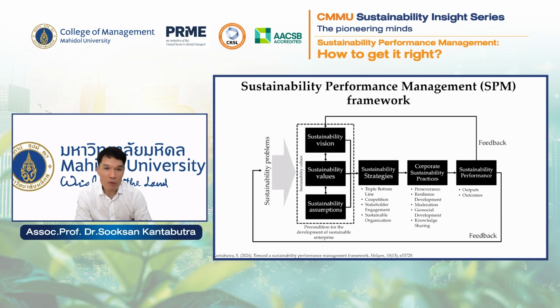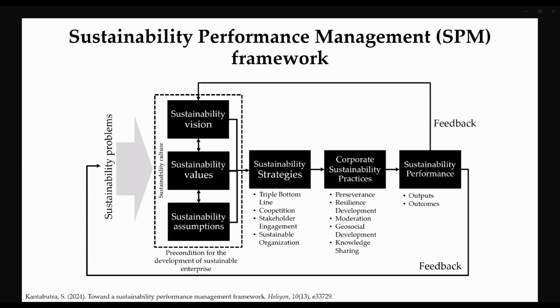And then the last one is where we want to know whether what we have done is successful or not. That is called sustainability performance. In the sustainability performance domain, there are two of them, output and outcome. Outputs are delivered directly from the activities that you have done in the corporate sustainability practices, and outcomes are different. They are indirect from the output, which we will discuss in detail. Now, the very good thing about this framework is that it allows a feedback loop.